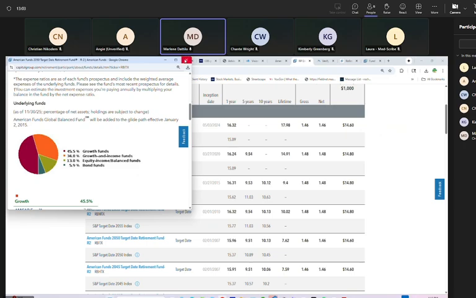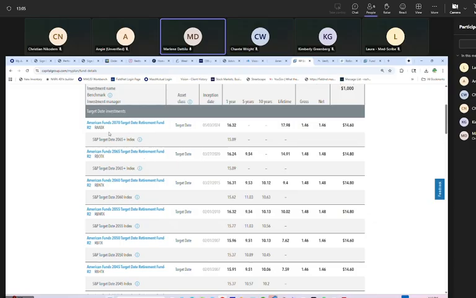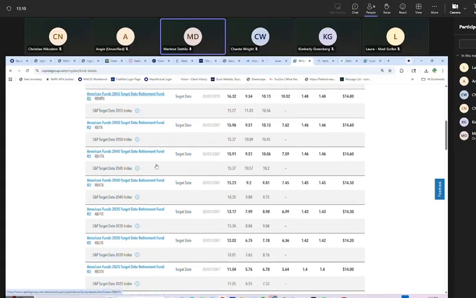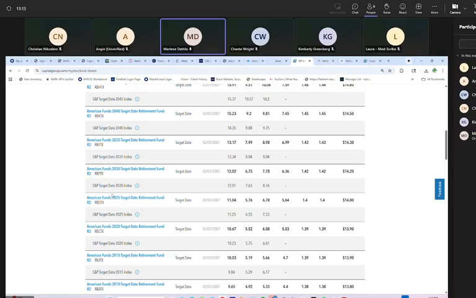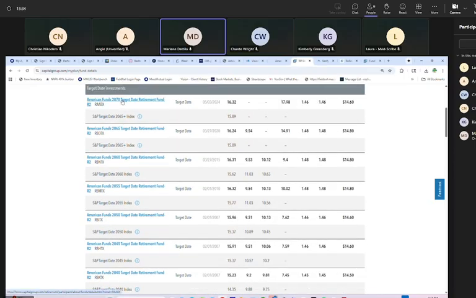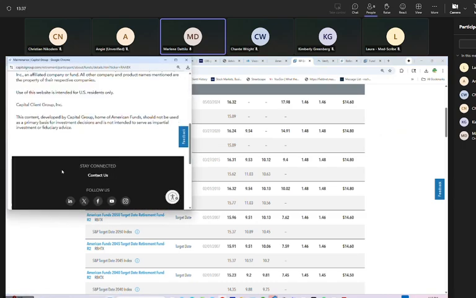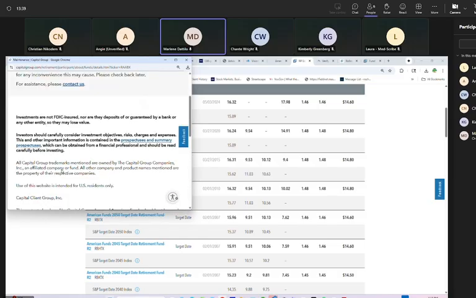So the younger you are, the further out is the target, and the older you are, the closer you are to today's date. That simply means that they're going to automatically rebalance your investments. As you get older, every 5 years, they'll buy more bonds and less stock. The idea is that if you are younger and you're in something like a 2070 target date, you should see that you are probably mostly in stocks.